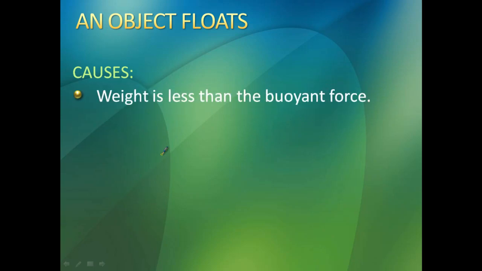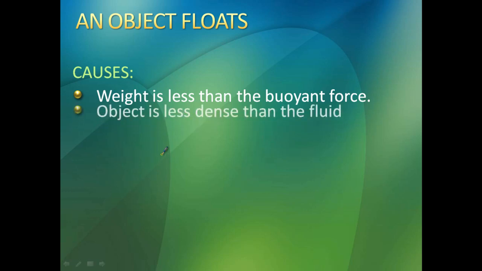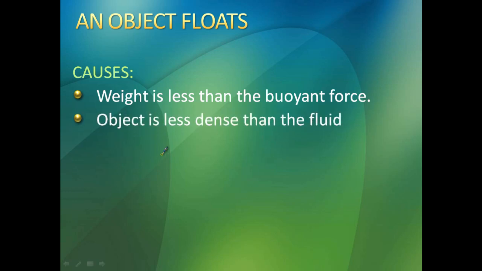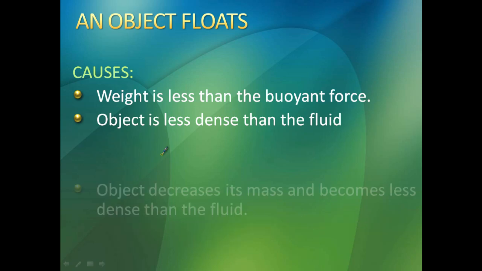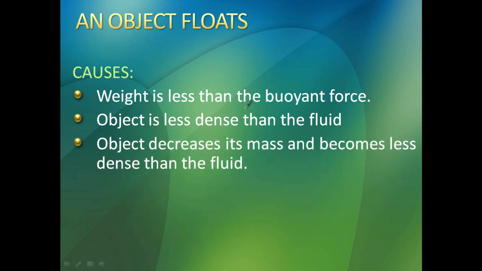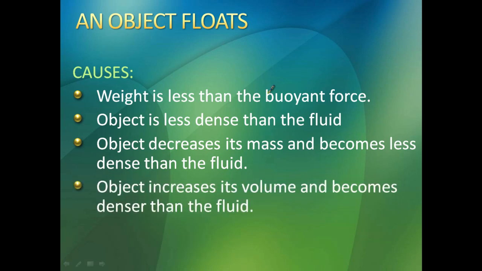So here are some causes of why objects float. Causes: weight is less than the buoyant force. It's going to float if the object is less dense than the fluid. It's also going to float if the object decreases its mass and becomes less dense than the fluid. And it's also going to float if the object increases its volume and becomes less dense than the fluid.